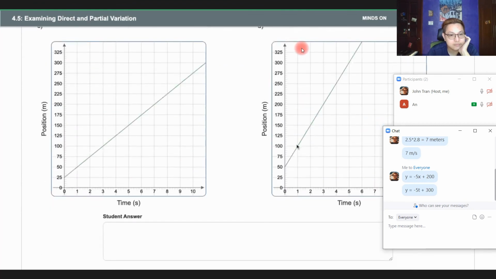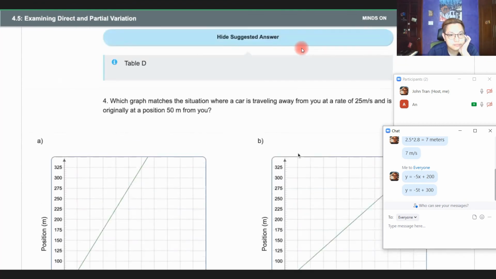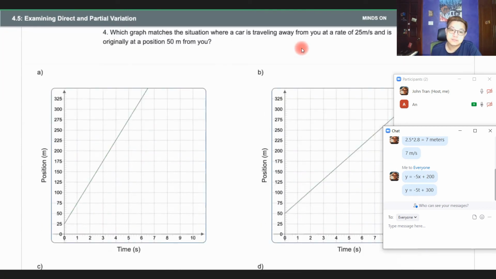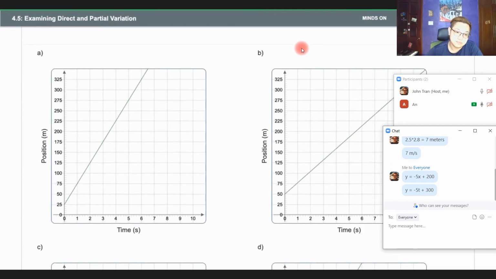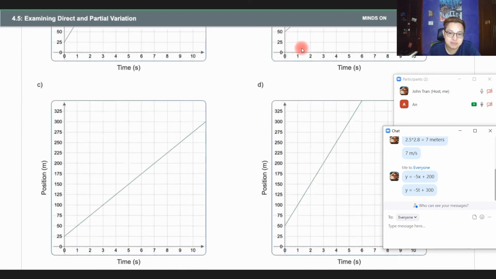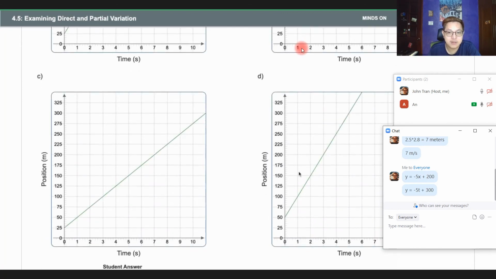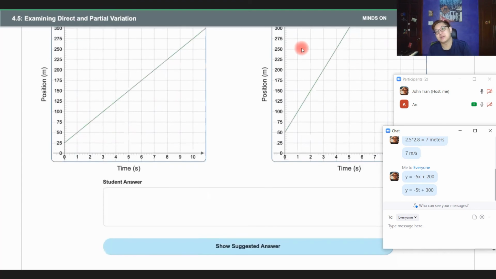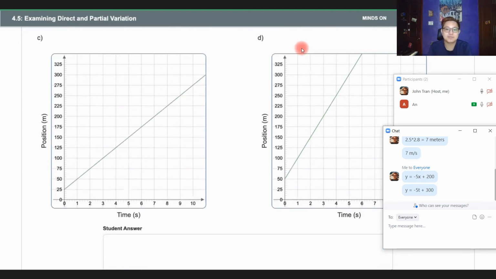25 meters per second, 50 meters away, 50 meters from you. Can I see the other graph? It sounds like you have only B and D left to choose, isn't it?